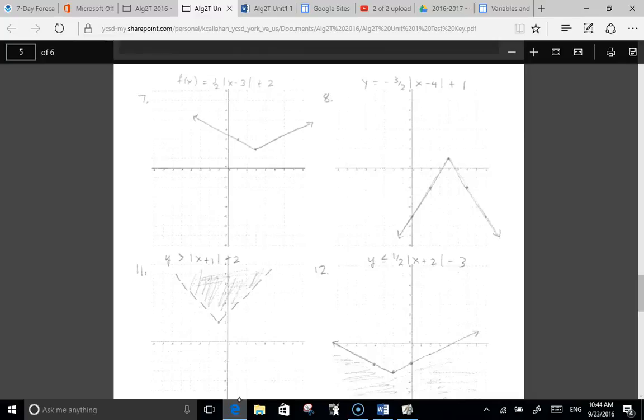All right, and this one, it's 2 to the left and 3 down. The slope of the sides is 1/2. It's a solid line because of the or equal to. And it's shaded below because of the last sign.